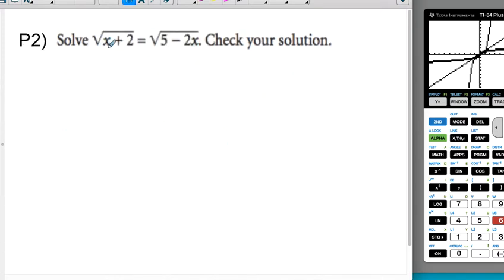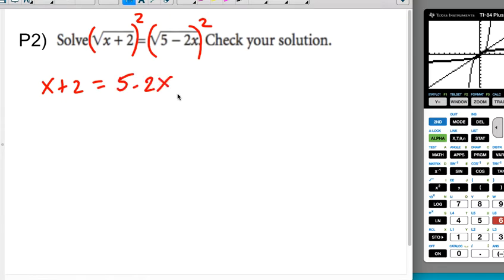All right, go ahead and solve this one. So again, same situation. You have a square root on both sides, right? So what we're going to do is square both sides. So I'm going to get x plus 2 equals 5 minus 2x, right?